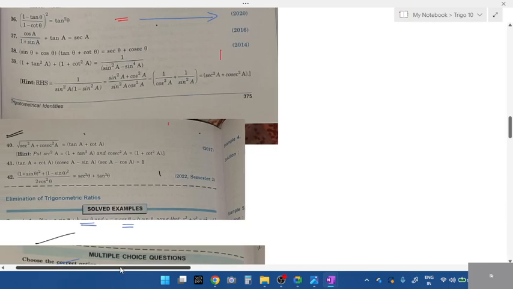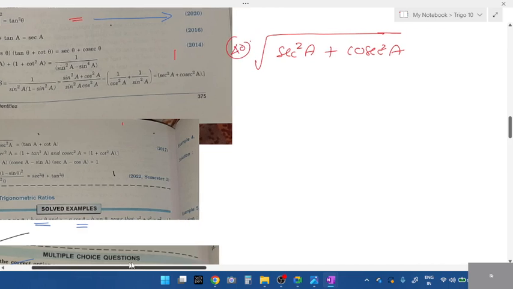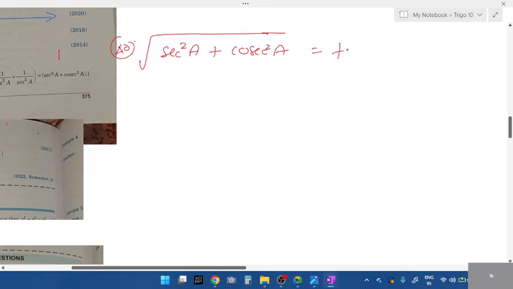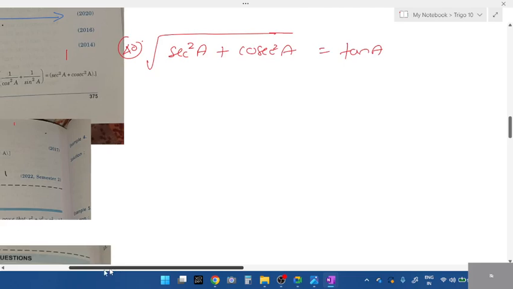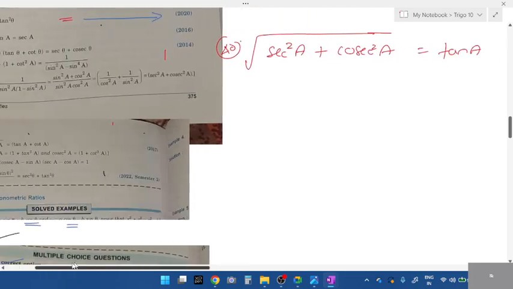So this is 2022, 2017. Yeah, we'll try one 2017 question. Square is given, students. Can you see the root value? Copy this question. 2017: sec A plus cosec A whole square is equal to tan A plus cot A.